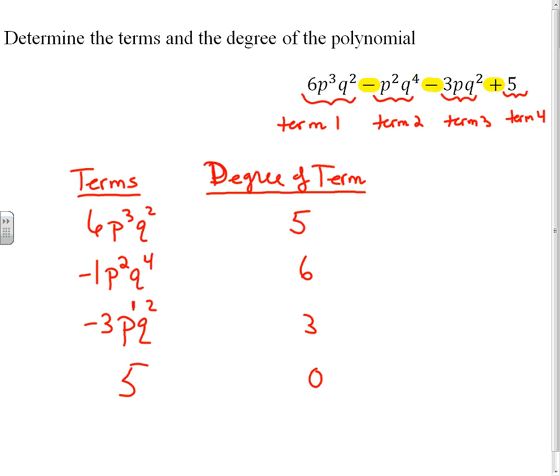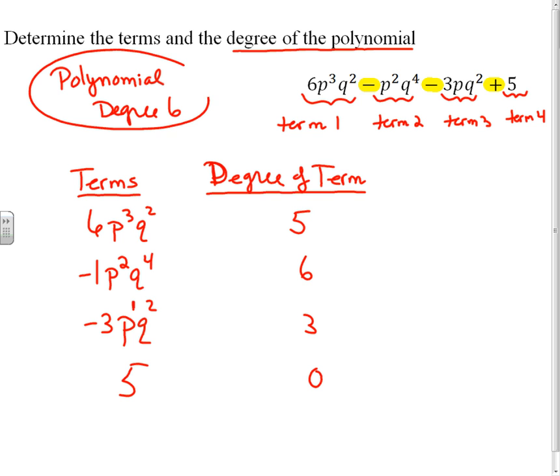All right, now, the degree of the polynomial is determined by finding the highest degree among its terms. So the highest degree among the terms is 6. So the degree of this polynomial is 6. It's not always the term at the very beginning. Okay, so we needed to find the highest degree of each term.